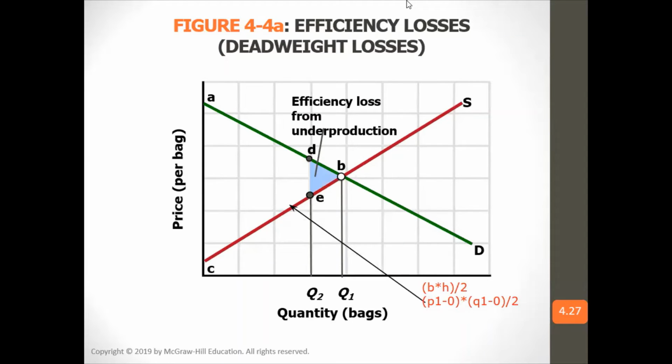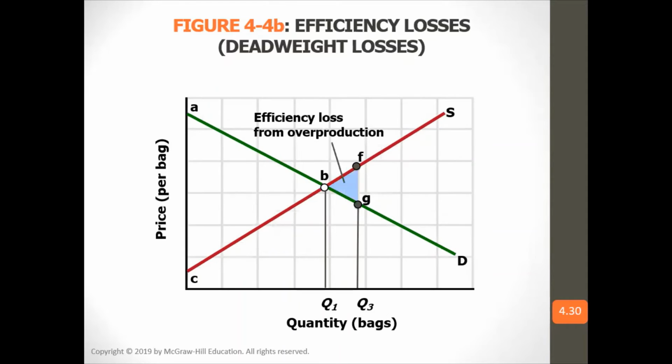Then if they underproduce, if they produce less than equilibrium, it's called underproduction. The efficiency loss is the triangle. So that's what they lose. And then overproduction is when they produce too much, more than equilibrium, and the efficiency loss is this triangle. To calculate that triangle area, you've got to do F minus G times Q3 minus Q1 divided by 2.